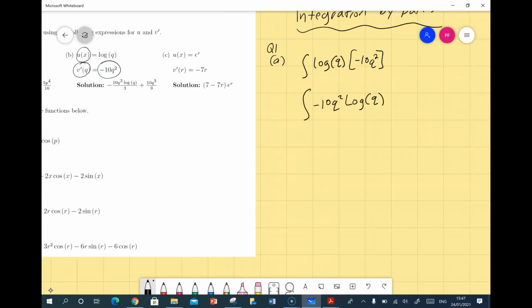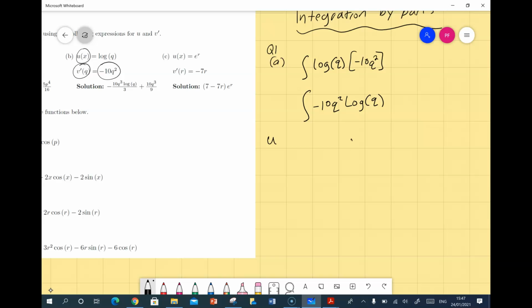Okay, we've got to choose a u and we've got to choose a dv. We need to remember whatever we choose for dv, we have to be able to integrate. I can't integrate a log, so I'll have to use my minus 10q squared for my dv. So I integrate my dv: I raise the power by 1, and then divide by the new power. And I know the integral of dv is v, so that's minus 10q cubed over 3.